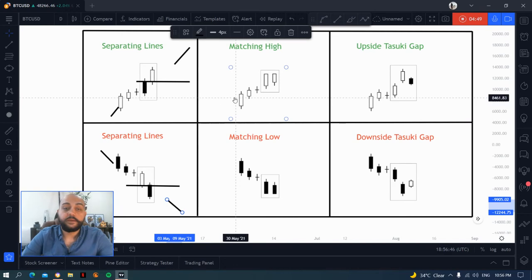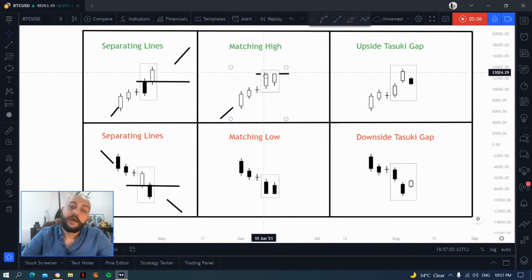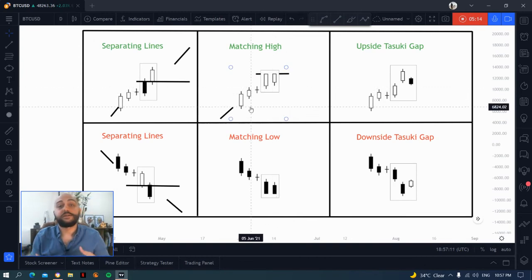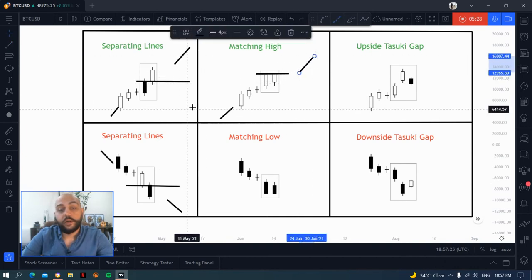Now, the second pattern is called matching high and matching low. Matching high is a bullish pattern. Matching low is a bearish pattern. So we have an uptrend like this. Then we have two candles. Look at the line here. See how they both closed at the same place with a seller wick. So the sellers, the bears, are trying to bring down the market, but they couldn't. The bulls are still in control, and this is what we call a matching high because they're matching where they closed, and this basically indicates that the market will go up.